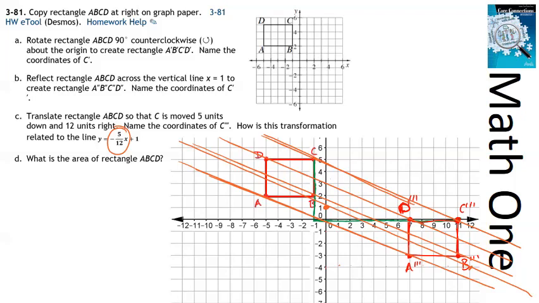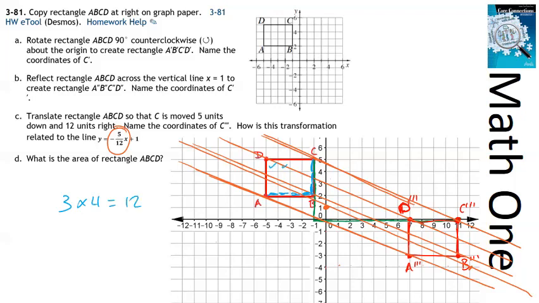And then finally it asks, what's the area of rectangle ABCD? Well, that seems pretty straightforward, right? If I look at this, I'll use this blue color. This is 1, 2, 3. So one of my dimensions is 3. And then along here I've got 1, 2, 3, 4. So it's 3 by 4. So this is exactly 12 units, 12 square units.